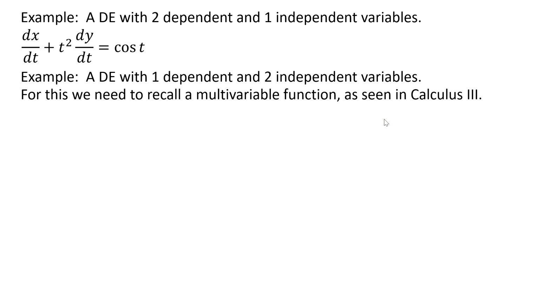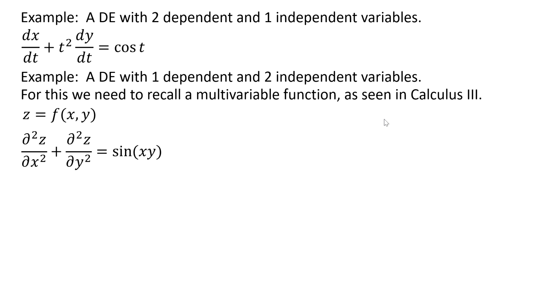For this, we need to recall a multivariable function as seen in calculus 3. This is what I was talking about. z equals f of x, y. And so, now we will say something like second partial of z with respect to x plus second partial of z with respect to y equals sine of xy. That's how you read that, folks. You don't say d square z dx square, even though some people look at the partial, but they just say d square z dx square.